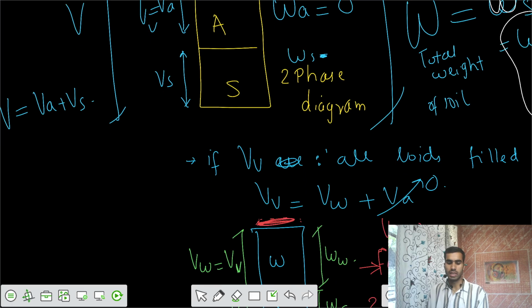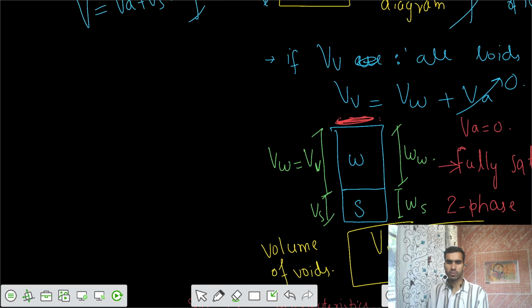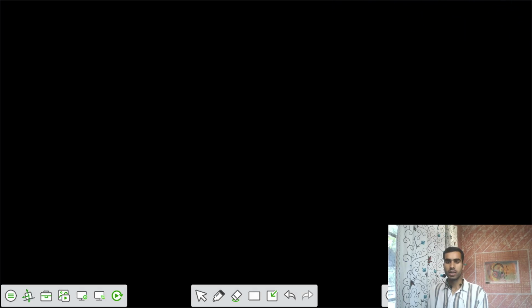That's a two-phase diagram. Now we are going to have a few definitions, and these are important tools for your geotechnical engineering. So let's write those definitions.